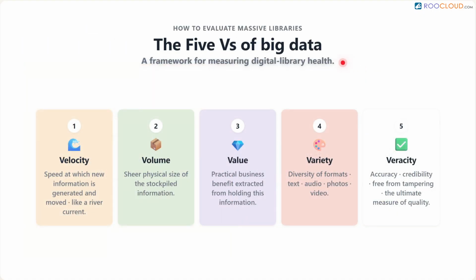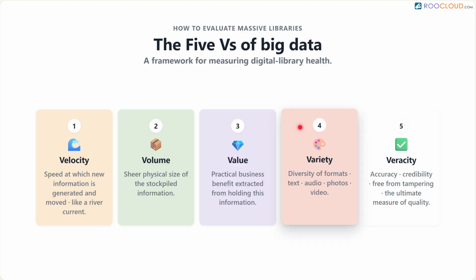To evaluate these massive digital libraries, we use a framework known as the 5 V's. First is velocity. This measures how fast new information is being generated and moved through the network, similar to measuring the speed of a river current. Second is volume, which is simply the sheer physical size of the stockpiled information. Third is value, meaning the actual practical benefit a business can extract from holding this information.